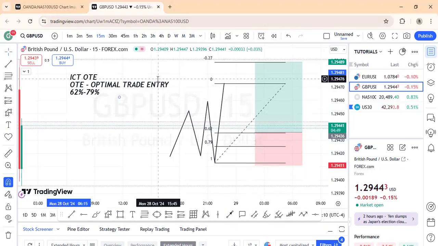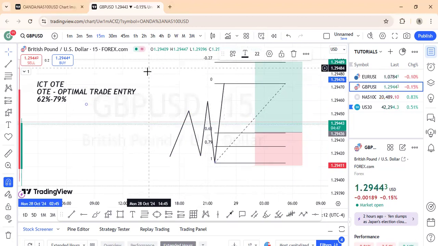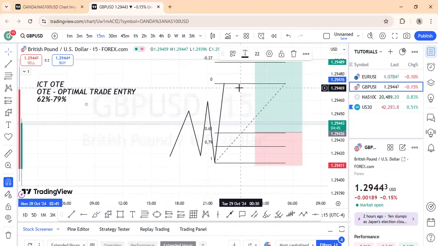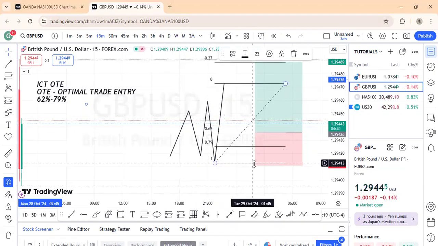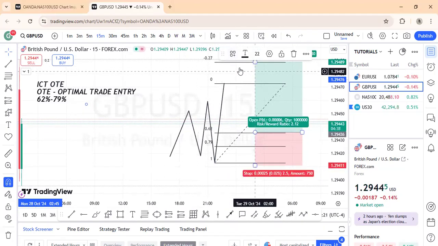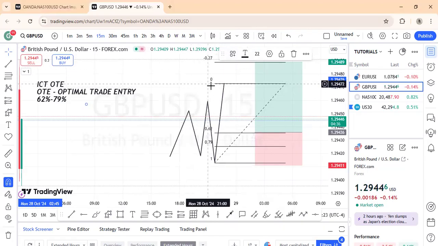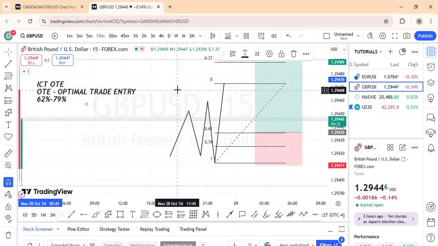Now another thing you must notice is that there has to be some form of liquidity at the top here, right? Remember I've talked to you guys about bullish and bearish markets. Whenever you're buying, you want to see liquidity at the opposite end. You should take out some kind of liquidity or something of that sort, right? So this is how ICT OTE is used. Very simple method, and it's used on the lower time frame, right?